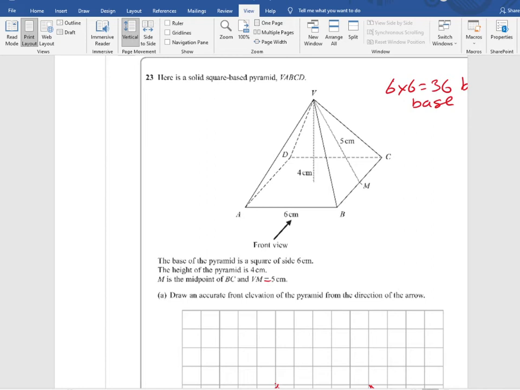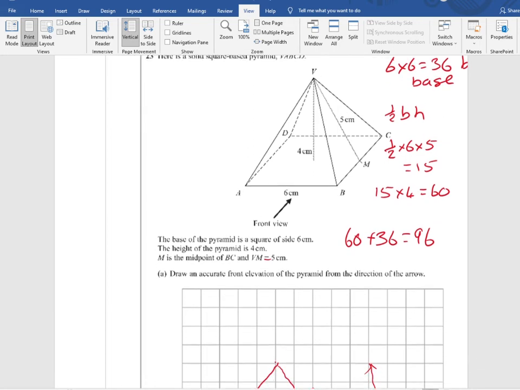So one of these triangles is half base height. So a half base height is a half times the base, which is 6, times the height, which is 5, which equals 15. And there's 4 of them. So 15 times 4 equals 60. And don't forget the base. So 60 plus 36 equals 96.